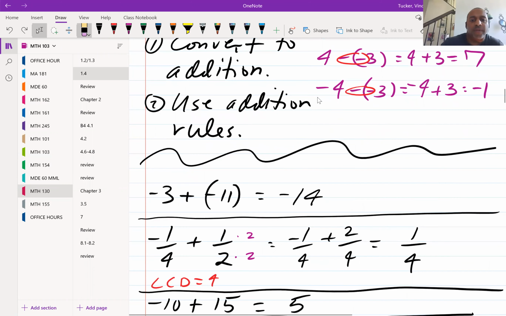All right, so we have negative 3 plus negative 11. And the result is just negative 14. So that's two numbers that have the same sign: add them together and you keep your sign.